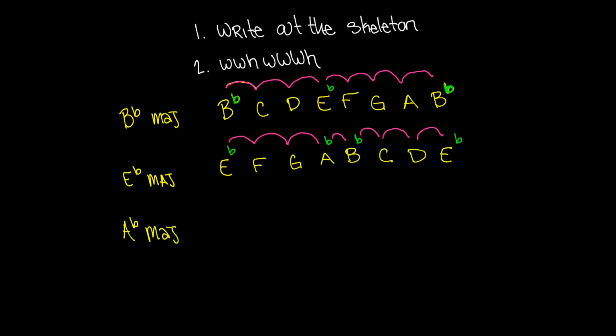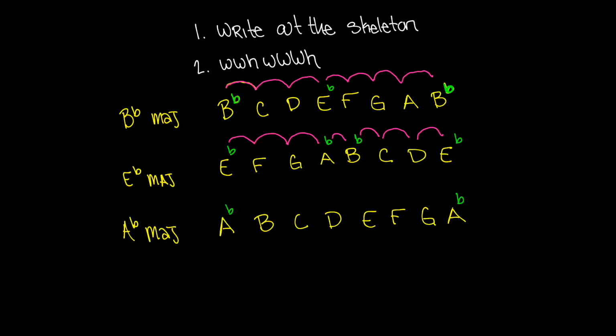All right, let's go ahead and do one more example. Now we're going to take a look at how to build the A flat major scale. So we've got A, and I'll just write it: B, C, D, E, F, G, A. All right, and let's put our flats in here: A flat, A flat. Okay, and let's go ahead and start thinking about our pattern.